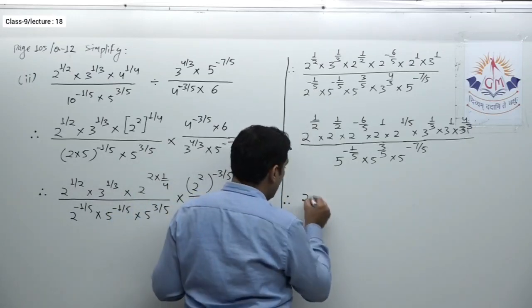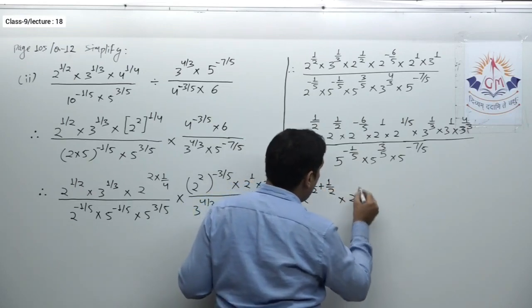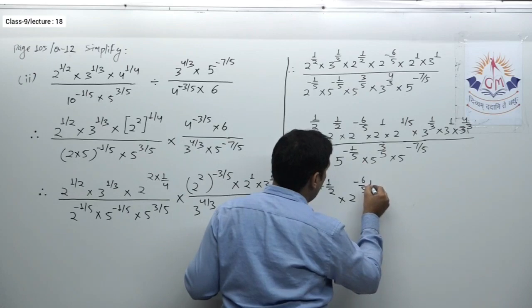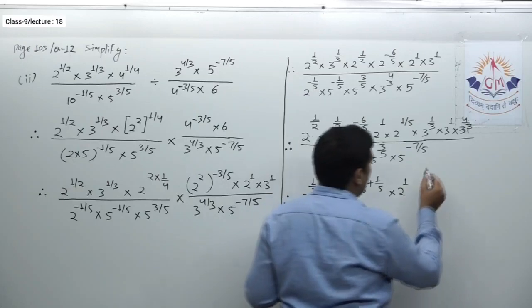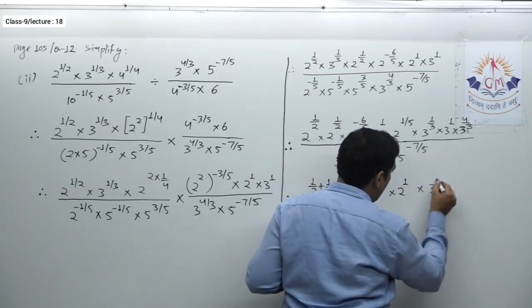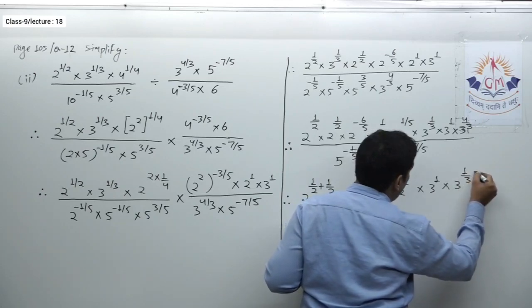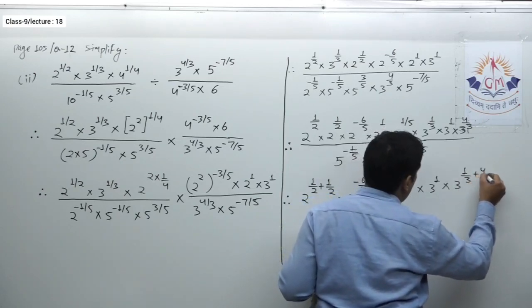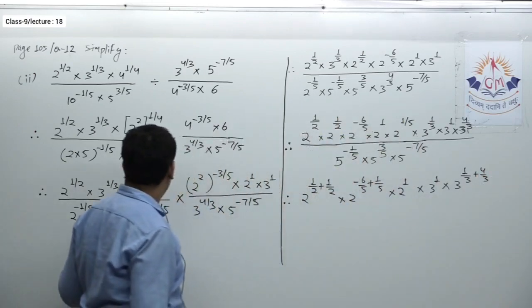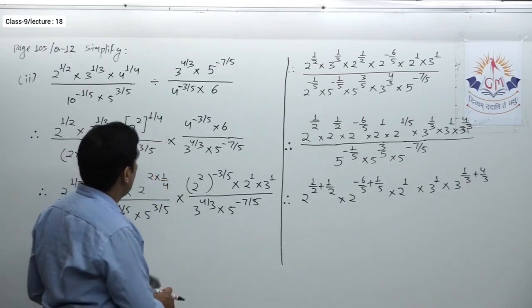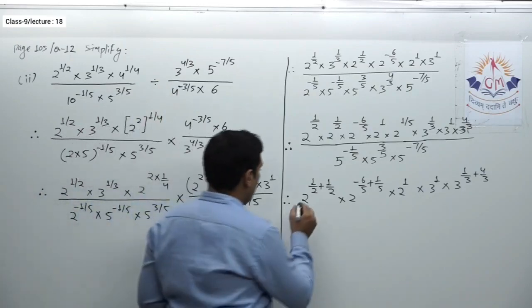So I am writing here 2 raised to 1 by 2 plus 1 by 2. Then 2 raised to minus 6 by 5 plus 1 by 5. Then 2 raised to 1 as it is. Again over here I write 3 raised to 1 as it is. Now 3 raised to 1 by 3 plus 4 by 3. Okay, 3 raised to 1 by 3, 3 raised to 4 by 3.